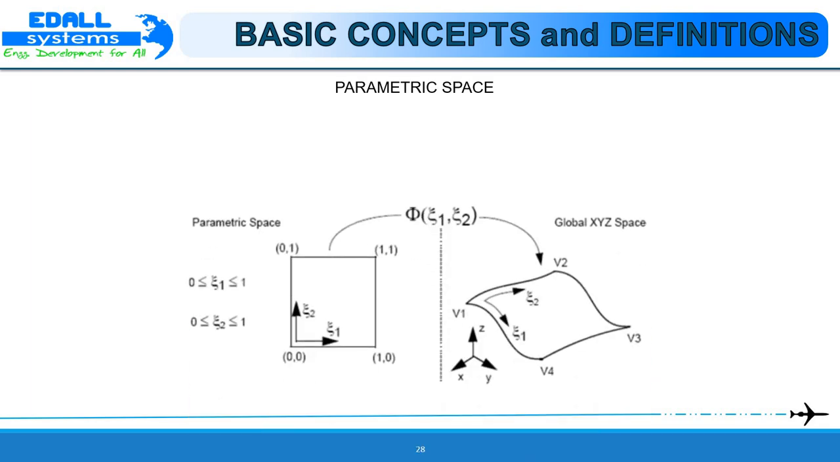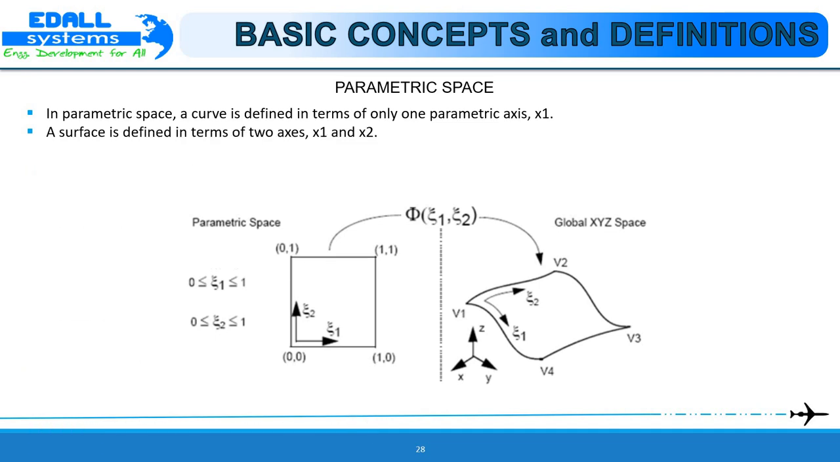Parametric space. Patran utilizes the concept of a parametric space for simpler and more efficient internal computation. In parametric space, a curve is defined in terms of only one parametric axis, that is x1. A surface is defined in terms of two axes, x1 and x2, and a solid is defined in terms of x1, x2, and x3 parametric axes. Any object has a size of exactly 1 on each parametric axis for which it is defined. Therefore, coordinates along these axes always range in value from 0 to 1.